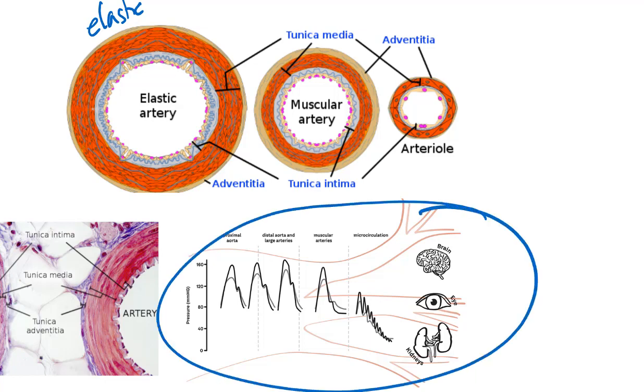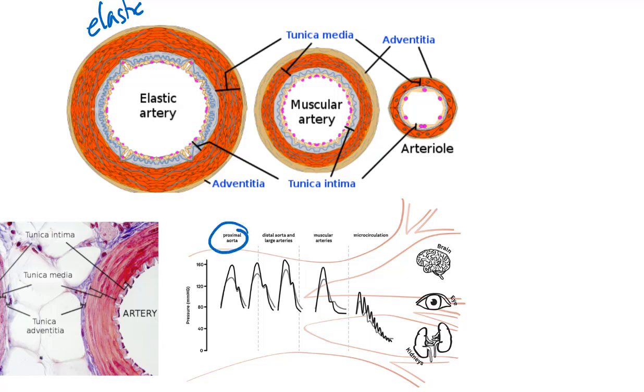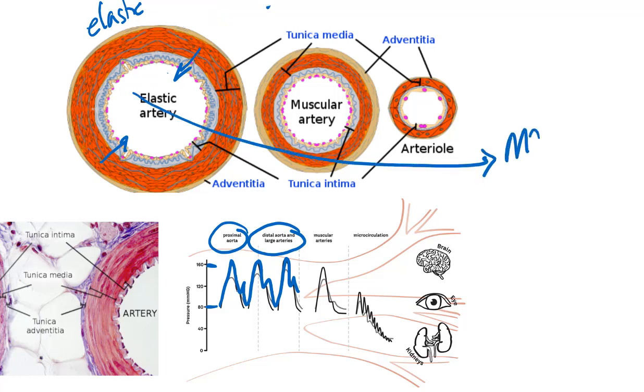So if we look at the image down here, we can see that in the proximal aorta, as well as the large arteries, there are these huge pressure swings. We can see these large pulsations. They go from, in this case, 80 millimeters of mercury to 160. So there are these huge pressure surges, and that's causing the wall to distend out every beat when the heart ejects blood out, and then between beats, it's going to recoil back in. And when it recoils back in, it's going to do what we call maintain forward flow between beats.